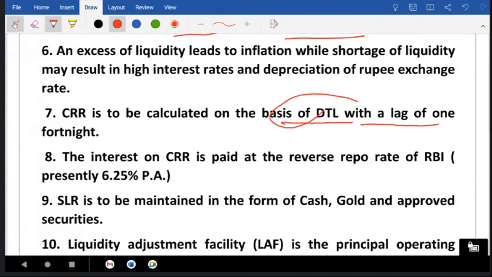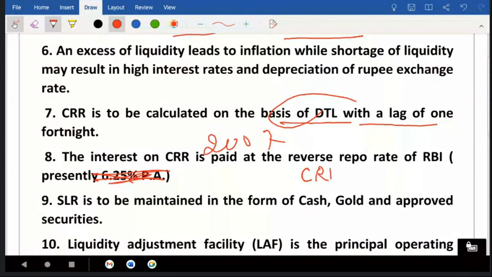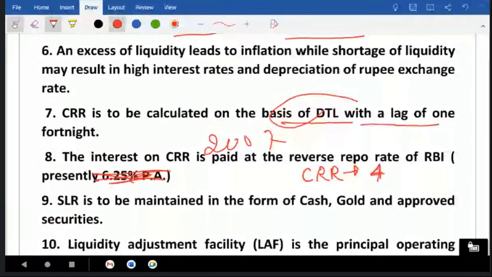Okay, next, interest on CRR. I told you no interest is being paid nowadays, since February 2007. So no interest is there. So this point is irrelevant. And the present rate of CRR is 4%. CRR is 4%.